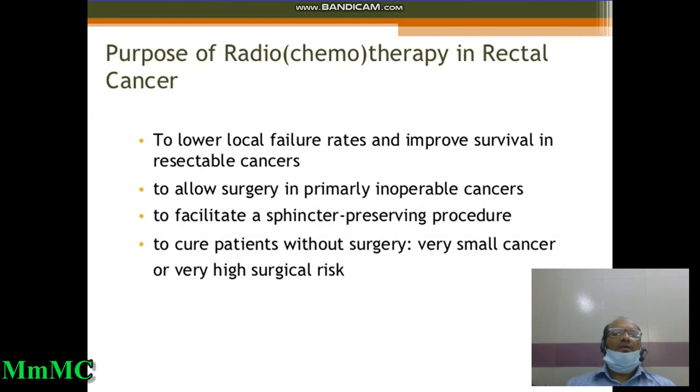That is about the carcinoma rectum. Today I want to conclude.